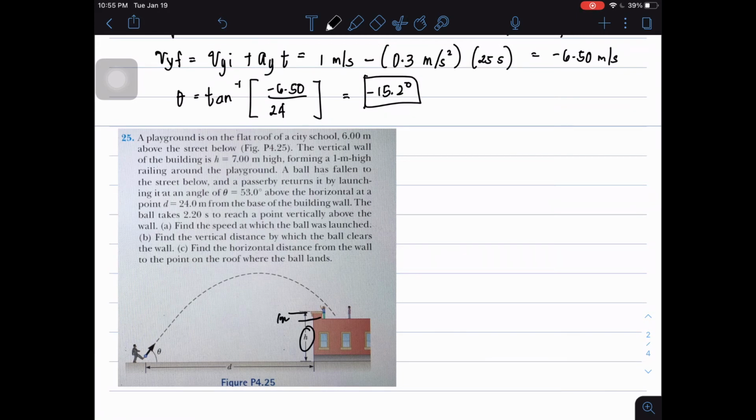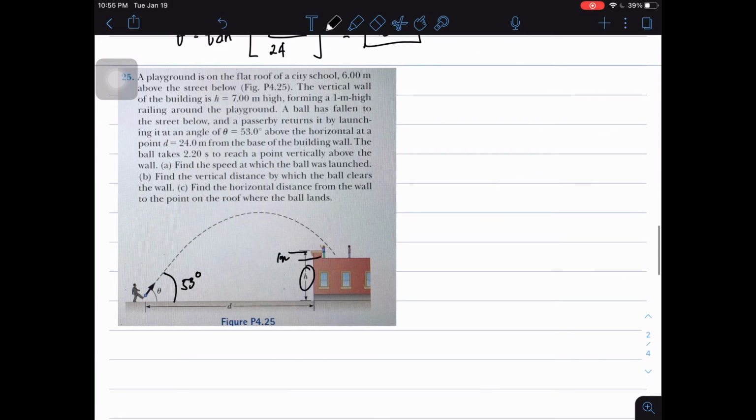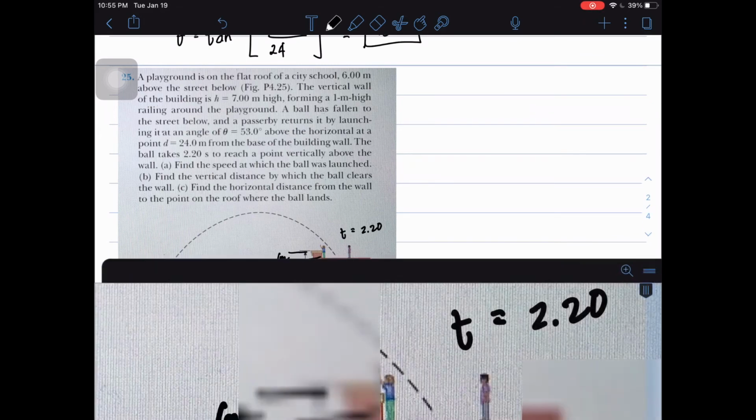A ball has fallen to the street below, and the passerby returns it by launching it at an angle of 53 degrees. So that's the angle, 53 degrees. And the distance is 24 meters from the base of the building. So that's 24 meters. And then the ball takes 2.20 seconds to reach the point vertically above the wall. So the point is over here.